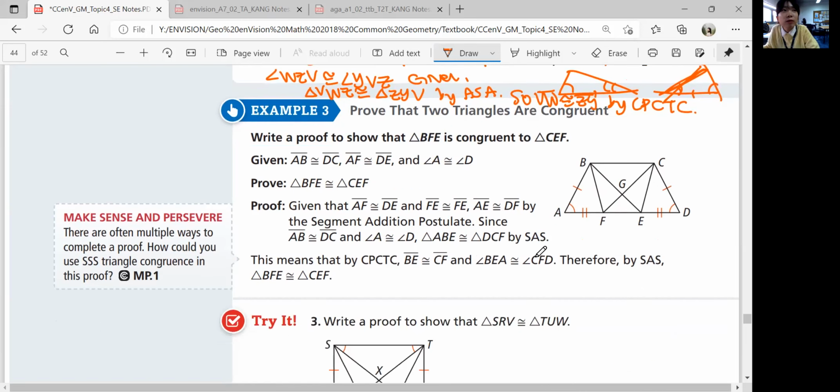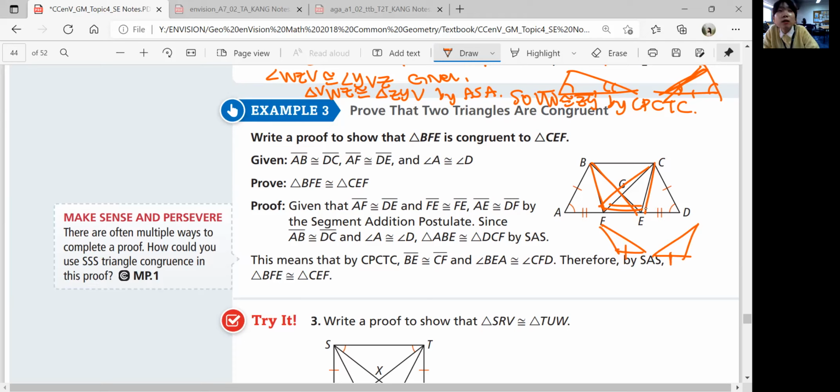Let's look at example 3. Prove that two triangles are congruent. Write a proof to show that triangle BFE is congruent to CEF. So we're looking at these two triangles, right? If it helps you, you can separate them and see which parts are the same. FE is the same, so they're going to be congruent by reflexive property.